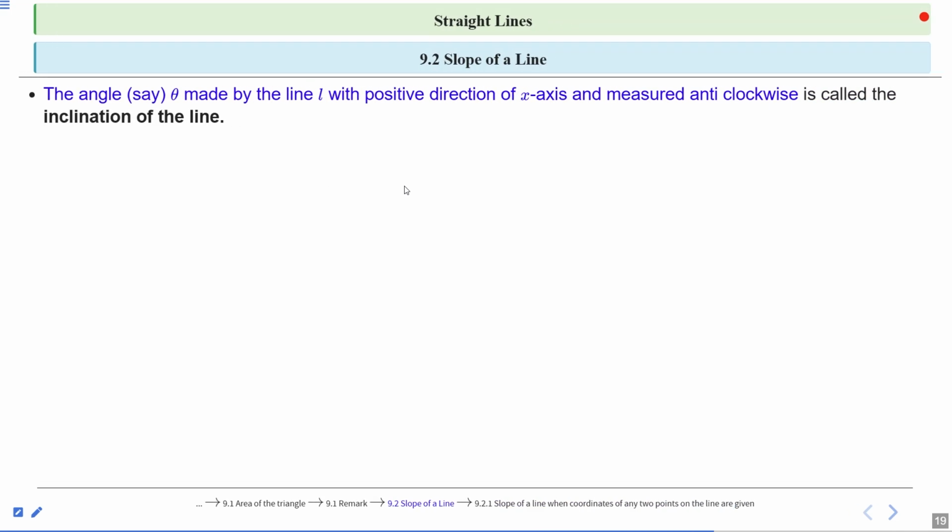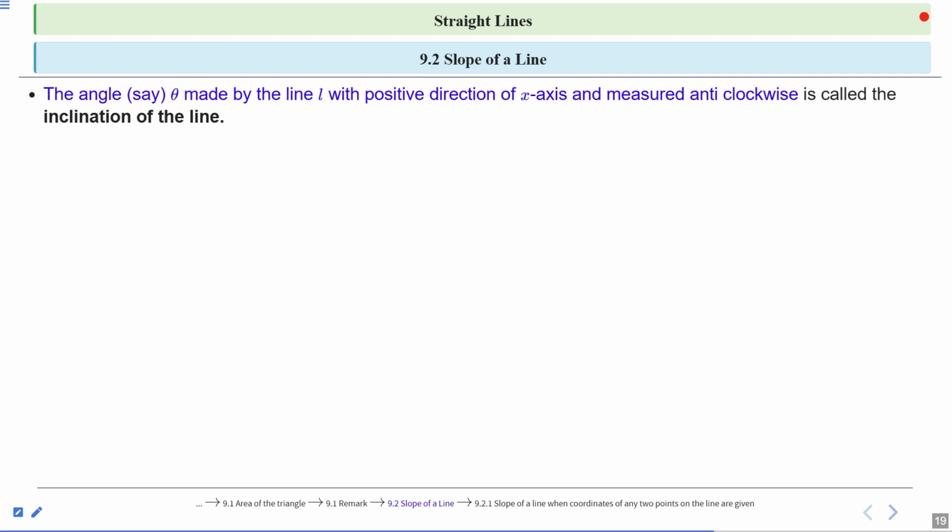So now we will discuss inclination of a line. So what is inclination of the line? The angle, say theta, made by the line L with positive direction of the x-axis and measured anti-clockwise. Anti-clockwise means opposite direction of clock. So that direction is called anti-clockwise direction.